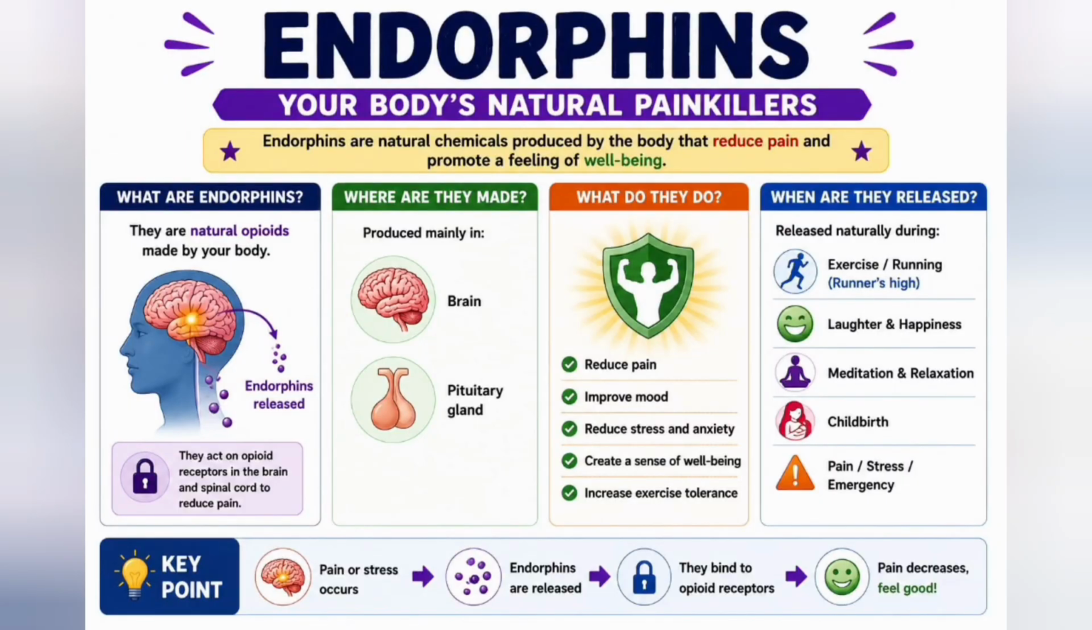Now, coming to the types of endogenous opioids, the most common is the endorphins. They are natural opioids made by our body and they are produced mainly in the brain and the pituitary gland. What do they do? They reduce pain, improve mood, reduce stress and anxiety, create a sense of well-being, and increase exercise tolerance. Athletes, while running, often experience a runner's high. This is because of natural endorphins. Then, in laughter and happiness, endorphins are released. During meditation and relaxation, endorphins are also released. So, endorphins can be called the body's natural painkillers.